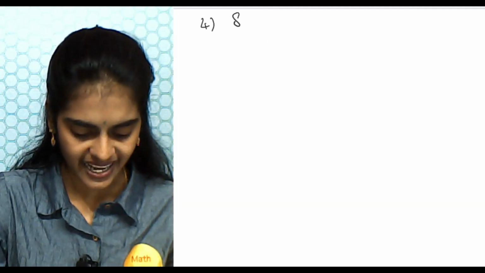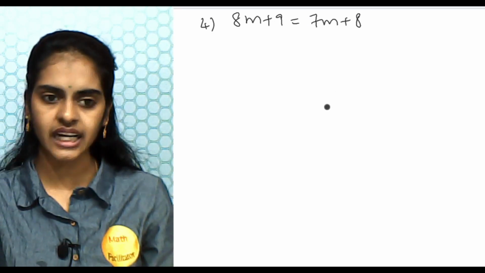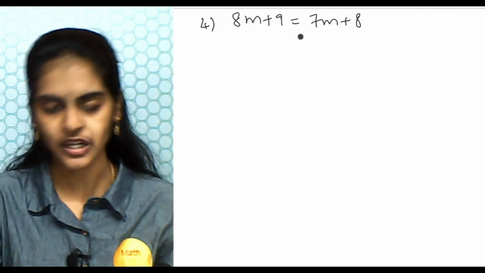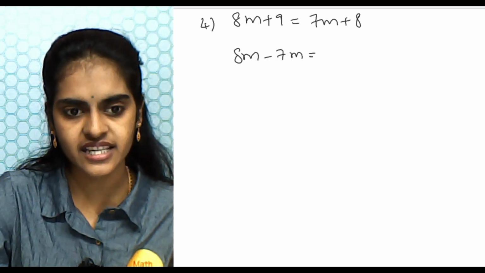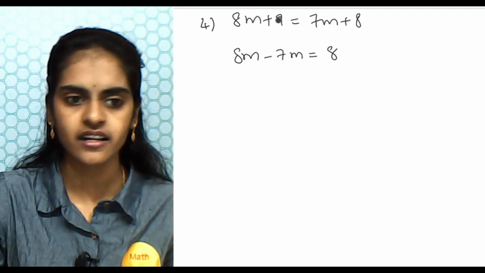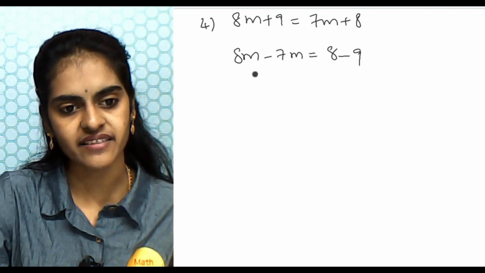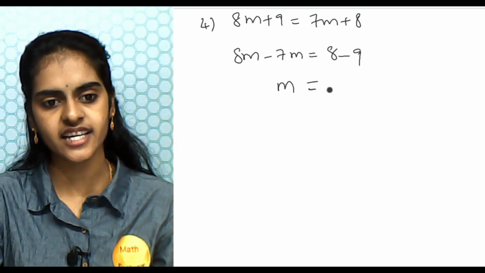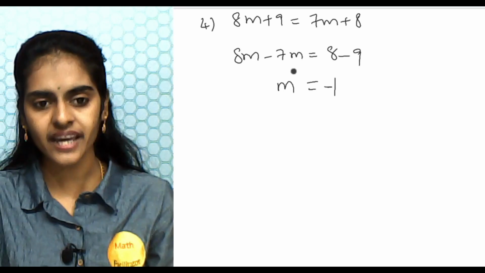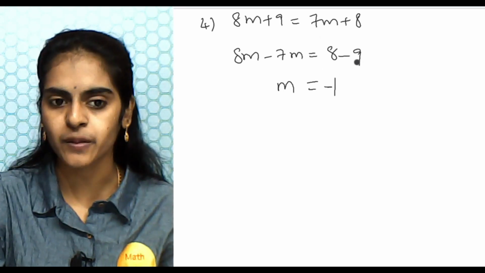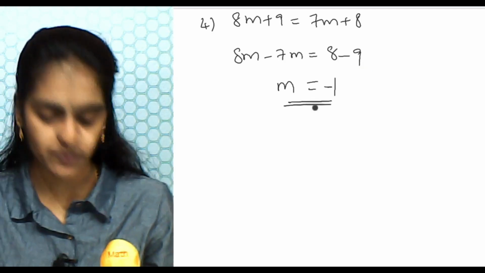Now the fourth one: 8m plus 9 is equal to 7m plus 8. Clear? Here the variable is m. Let me take this 7m to LHS. So you have 8m minus 7m is equal to, you have 8 here, write 8. This is plus 9, coming to RHS it becomes minus 9. So 8m minus 7m, 8 minus 7, you will have 1m, is equal to 8 minus 9. 8 minus 9 is nothing but minus 1. You subtract and write the sign of the bigger number. The bigger number is 9 here, and 9 has a minus sign. So the answer is m is minus 1.